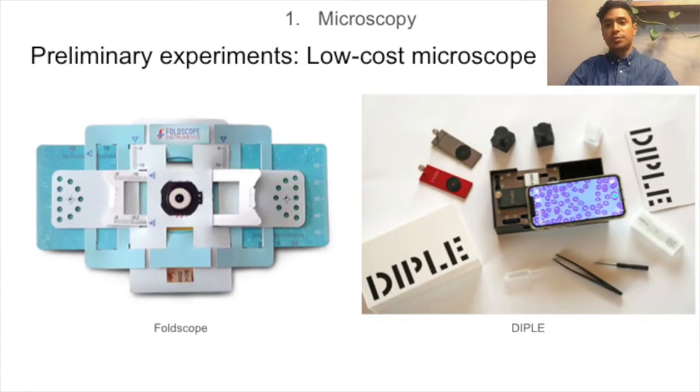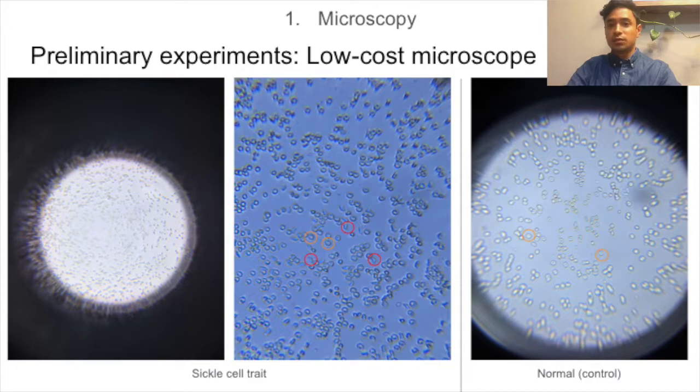In our preliminary experiments, we imaged red blood cells using two low-cost microscopes, the Foldscope, which costs around $1, and Dipple, which costs around $100. These microscopes are more portable and cost-effective than conventional microscopes and can be paired with smartphone cameras for imaging. Some images from our preliminary experiments are shown here.